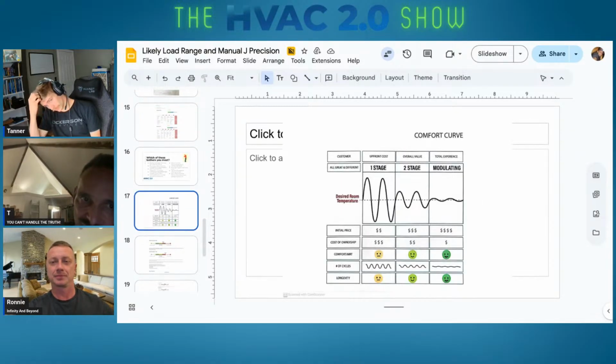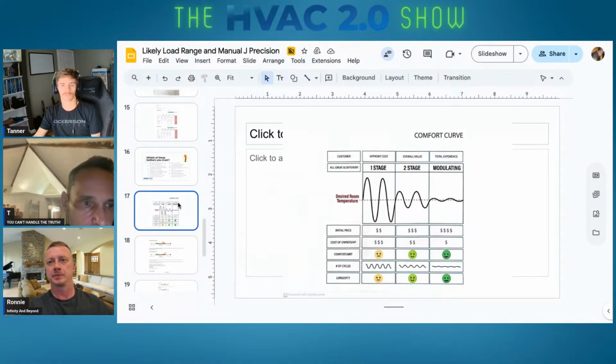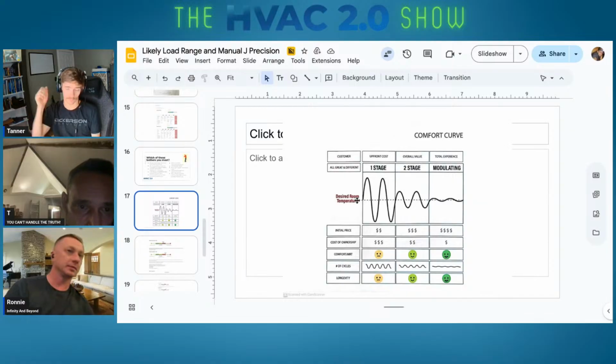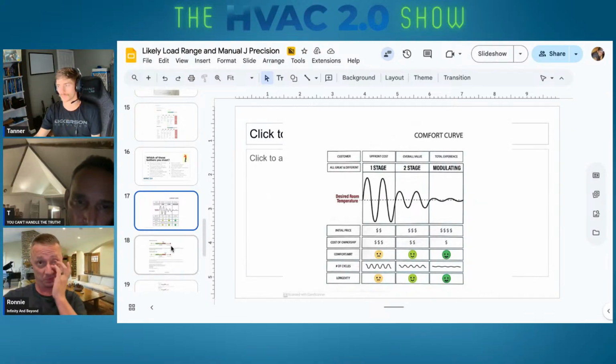And this comfort curve came from Carrier, and this is something that Carrier used to explain to people the problem of cycling. If you can get the equipment to just replace the heating or cooling lost by the house, you can get the equipment to run continuous, and that ends up being a whole lot more comfortable for people than having the equipment come on and come off.